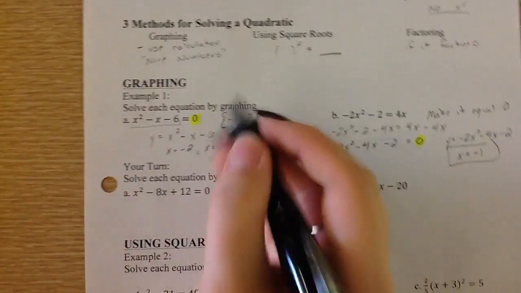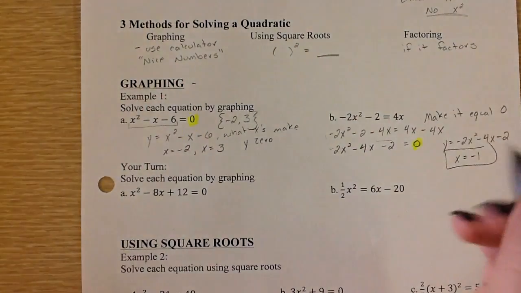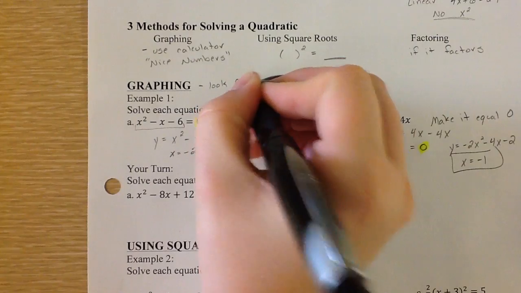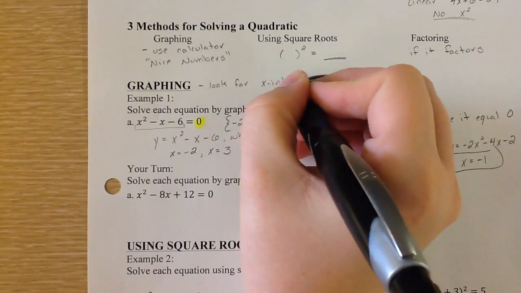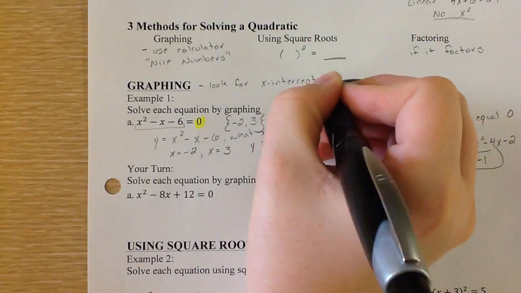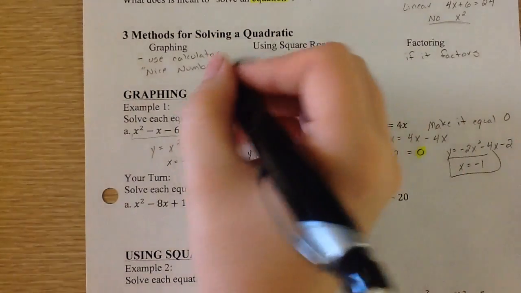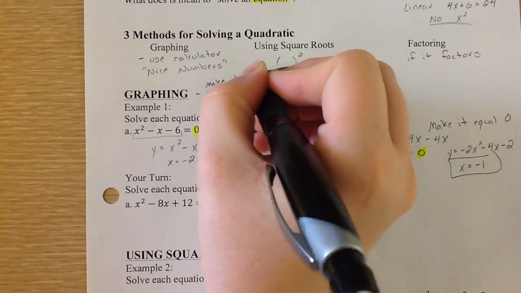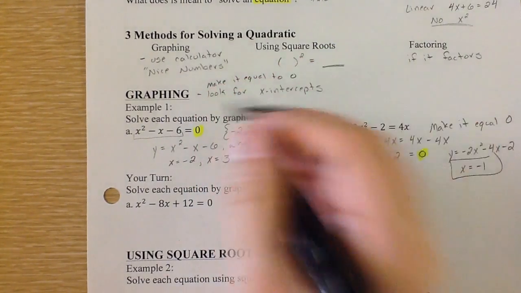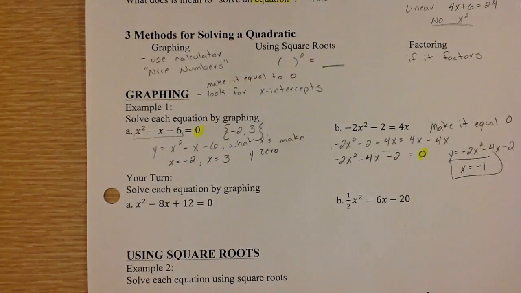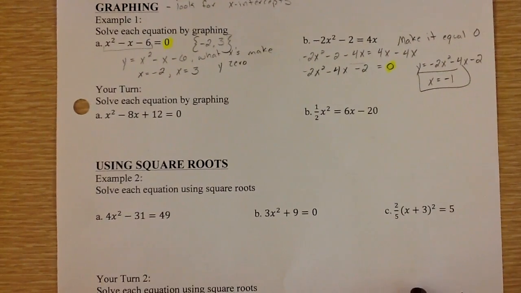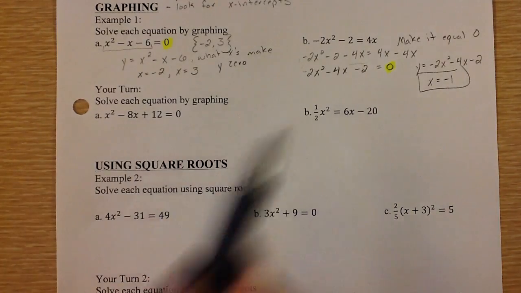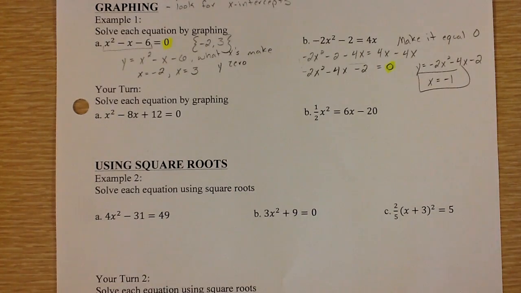So really, for our graphing method, what are we looking for? We're looking for our x-intercepts. But first thing through, you have to make it equal to 0. Then look for those x-intercepts. Okay, now pause the video, and I'd like you to do your turn, number 1, parts A and B. So pause the video and do those 2.